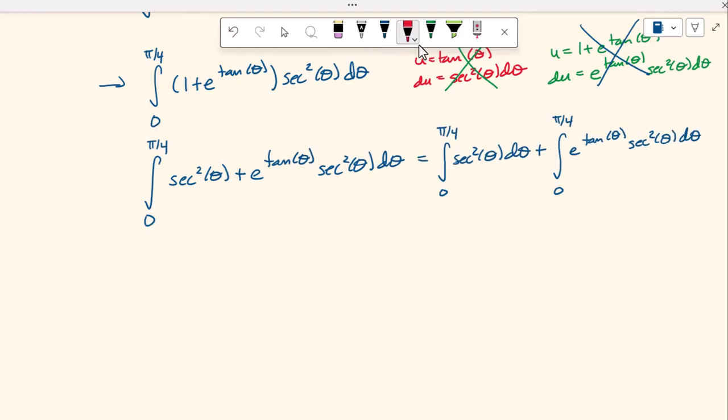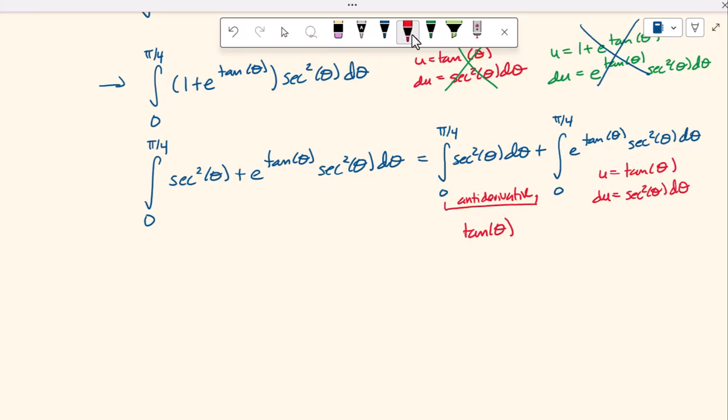Now this is real nice. This is just an antiderivative. The derivative of tangent is secant squared, therefore the integral of secant squared is tangent. So this is just tangent theta. Now over here though, I'm going to go back to my u equal tan theta that I did up here, but I think it will work now because I got rid of this one piece that was not being taken care of. du, derivative of tangent, is secant squared theta d theta.